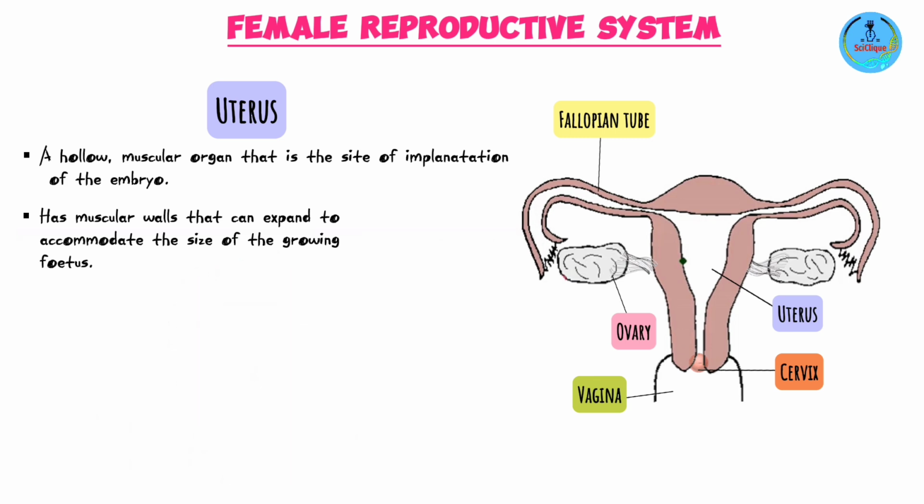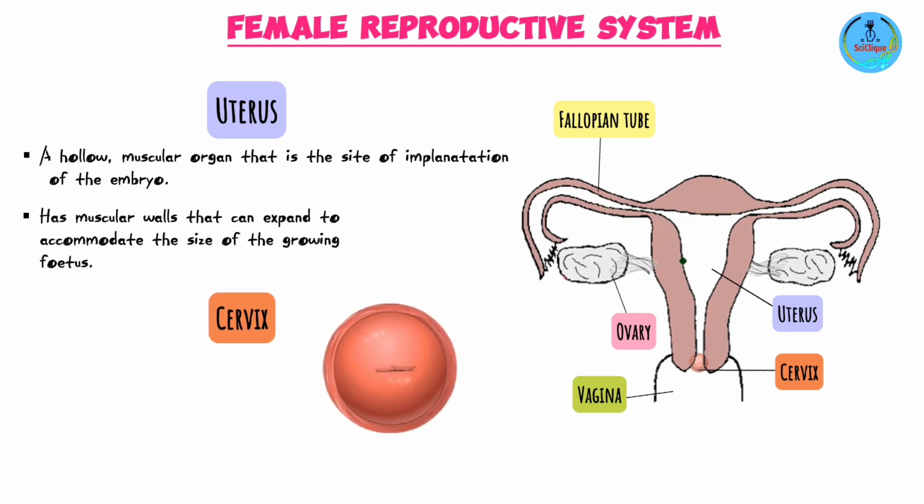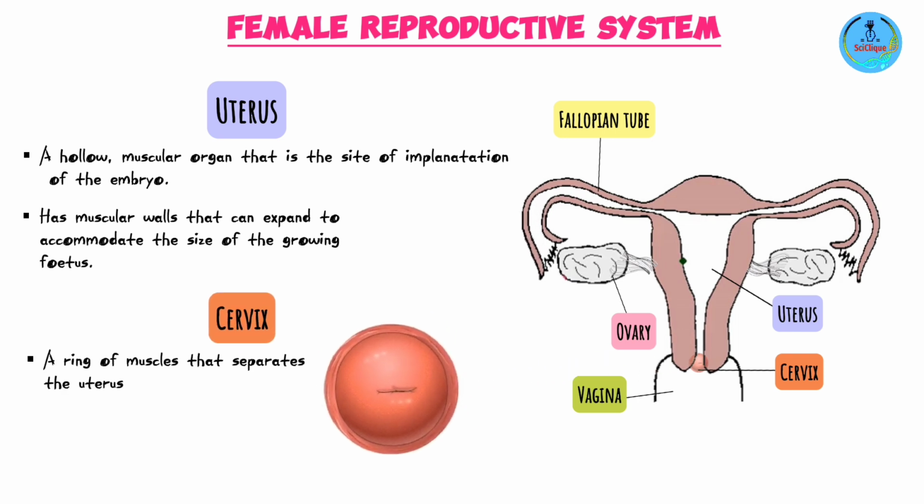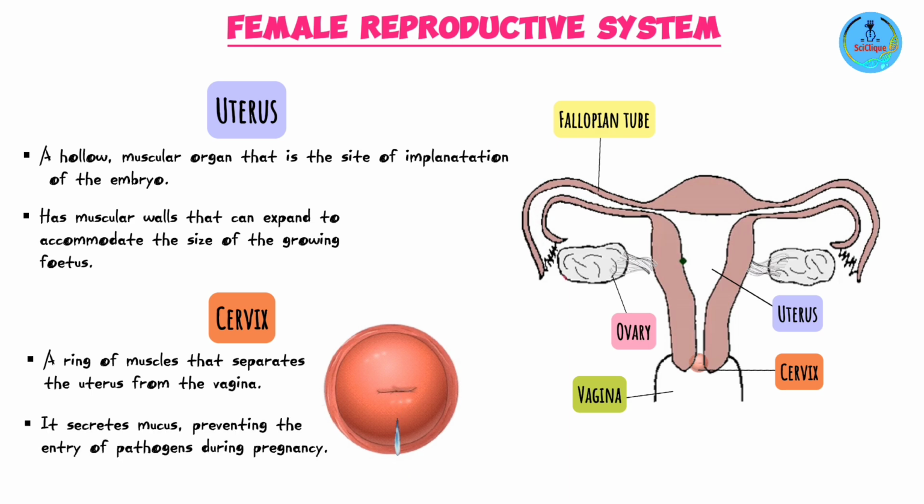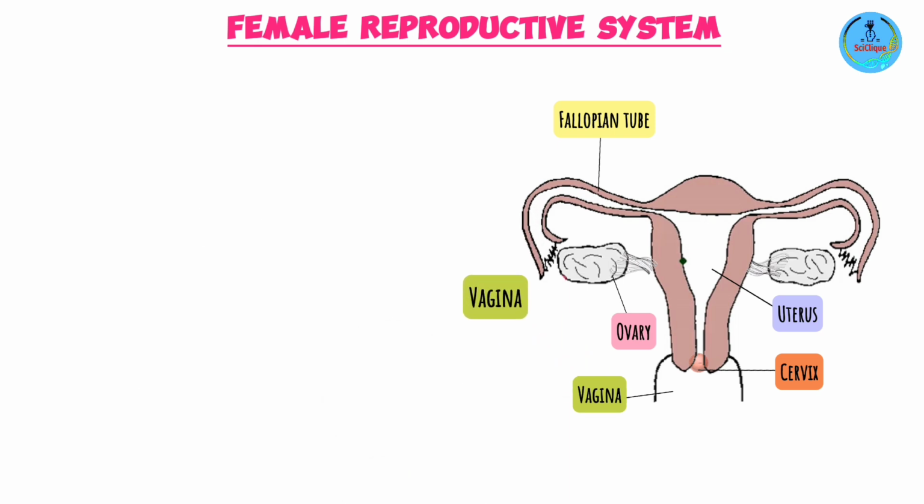At the lower end of the uterus is where we have the cervix. So the cervix is a ring of muscles that separates the uterus from the vagina. So it secretes mucus that prevents the entry of microorganisms during pregnancy. So as stated, the cervix is muscular. So it can contract and expand to allow the passage of the baby during birth.